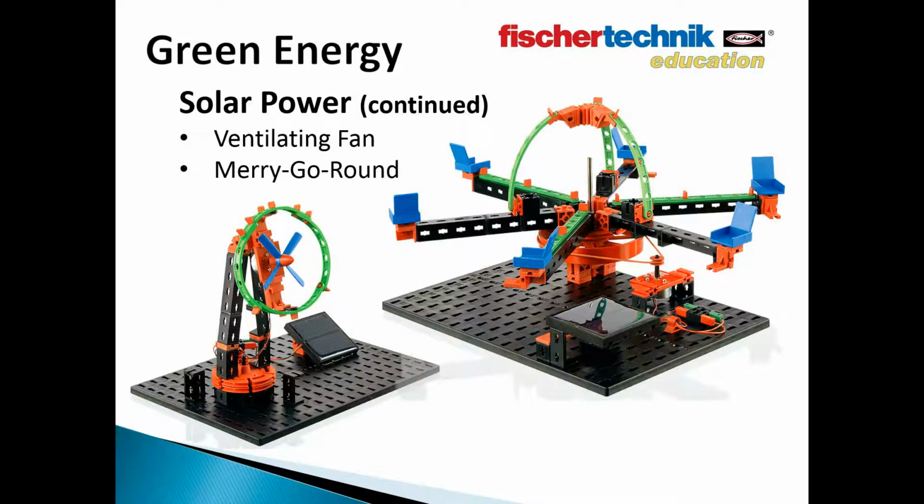Students build two different models, a ventilating fan and a merry-go-round simulation, both incorporating a single solar cell. They then experiment to determine the brightness of light required to make the motors turn, as well as measuring the voltage generated.